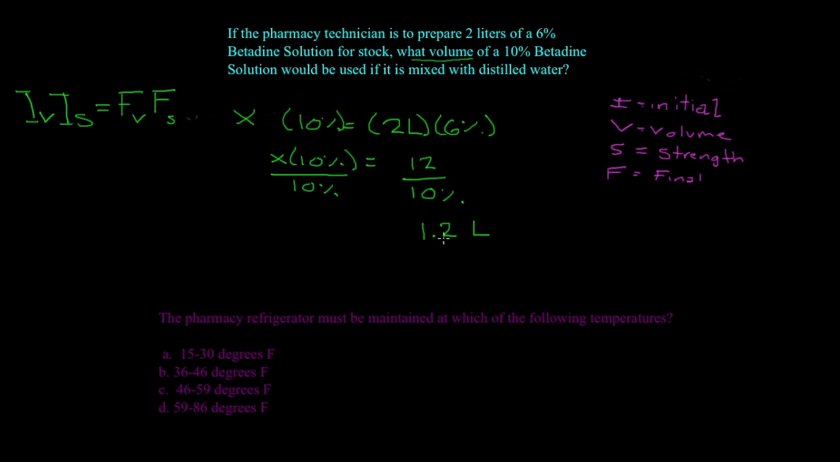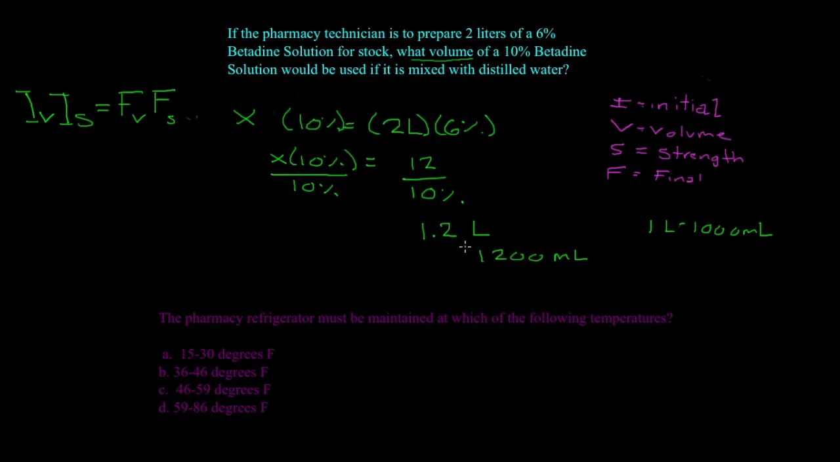Now, if we wanted to convert this to milliliters, how would we do that? Well, there's a few ways you can do it. 1 liter holds 1,000 milliliters. So if you multiply those two together, then you're going to have 1,200 milliliters.